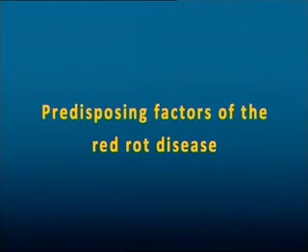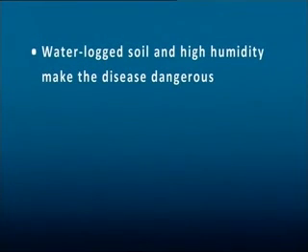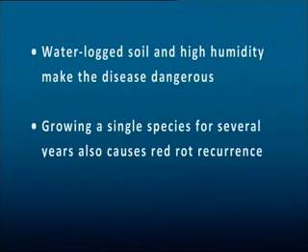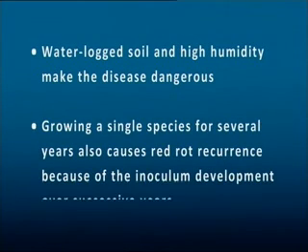Predisposing factors of this disease. Several factors are responsible for the perpetuation of this disease. Waterlogged soil and high humidity make the disease very dangerous. Growing a single species for several years also causes red rot recurrence because of the inoculum development over successive years.